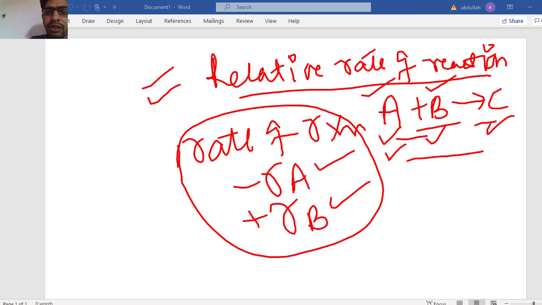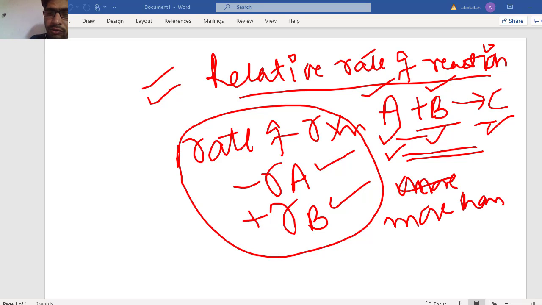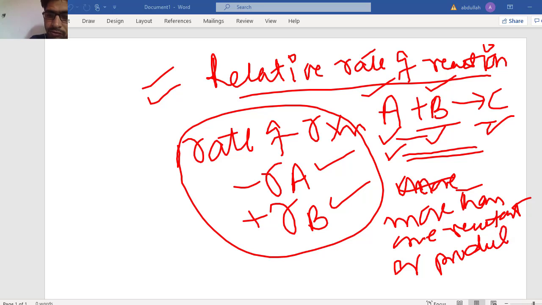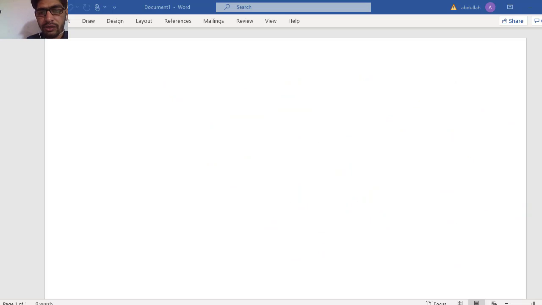The relative rate of reaction is used in cases when there is more than one reactant or more than one product. So in this case we will use the relative rate of reaction.